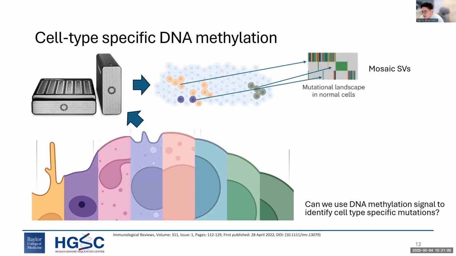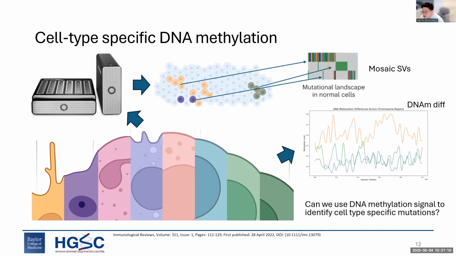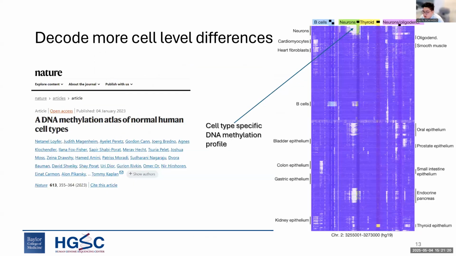Here, we gather long-read bulk sequenced tissues, check DNA methylation differences, and try to associate those with mosaic structural variations to prove that the mosaic variants in the bulk sequenced sample are indeed cell-level signals. A recent publication about the DNA methylation landscape in cell types reveals an atlas, a map of differentially methylated regions among cell types. We call those regions cell type specific DNA methylation. Based on these, we further try to associate the mosaic variants to cell type specific methylation.